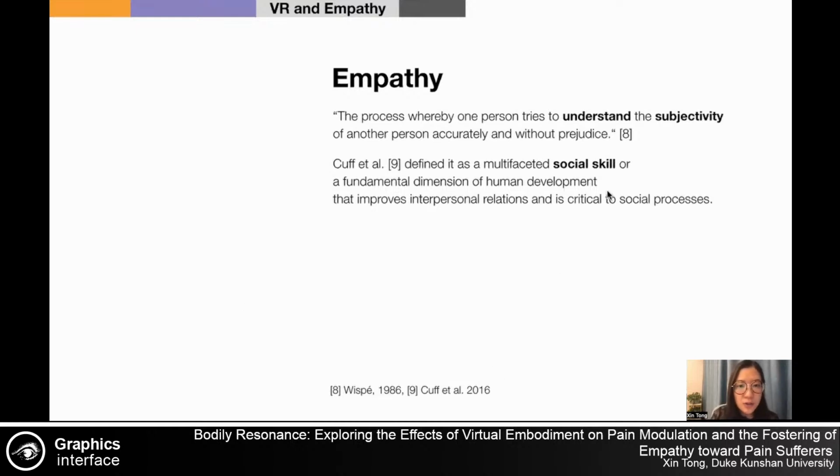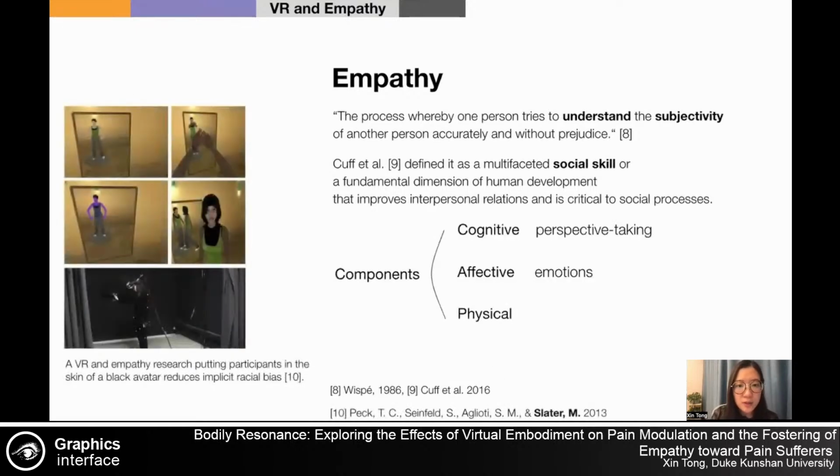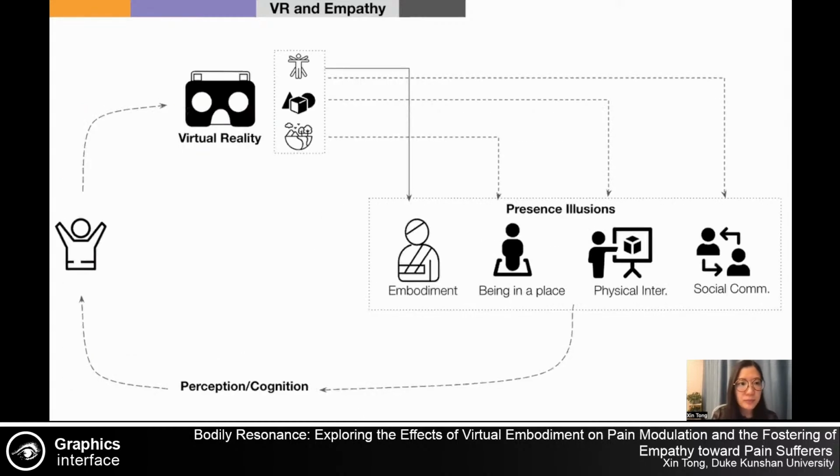While being called the ultimate empathy machine, VR embodies people into different avatars to foster empathy and reduce biases, such as racial bias, gender bias, age bias, or sexual harassment. For instance, embodying participants in a dark-skinned avatar from the first-person perspective led to reduced implicit racial bias, as the picture shows here.